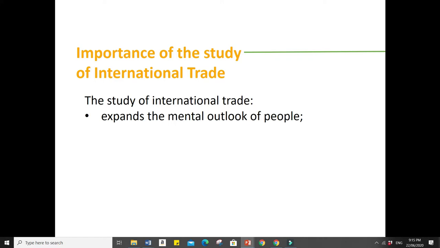First, it is important because it expands the mental outlook of people. Basically, it enables people to think beyond the narrow confines of nationalism. It makes us realize that national prosperity is not sustainable in a world surrounded by poor countries or economies. The study emphasizes the harmony or complementarity between the different national economies. It also highlights the futility of autarky.